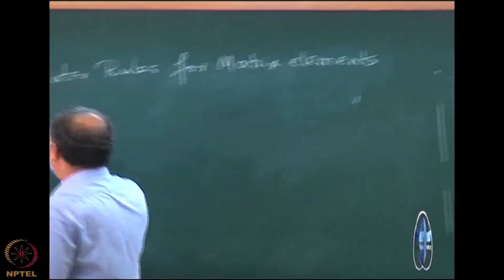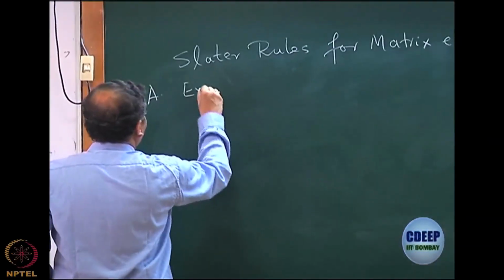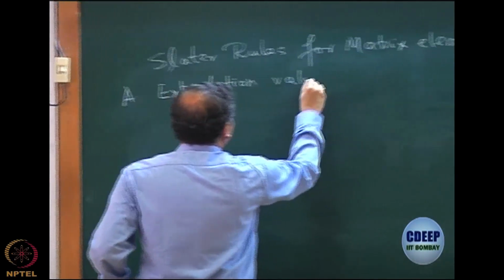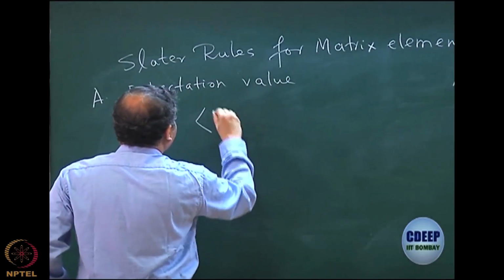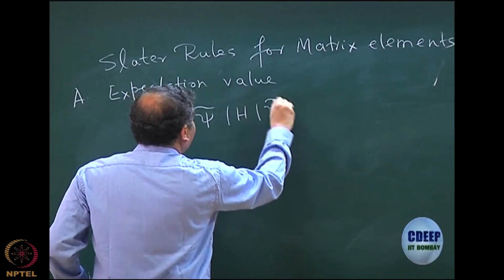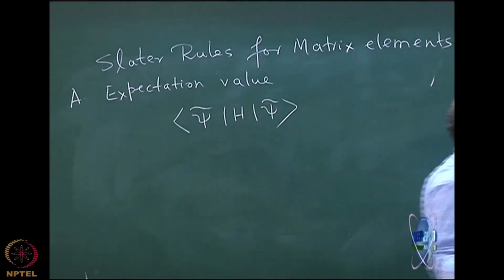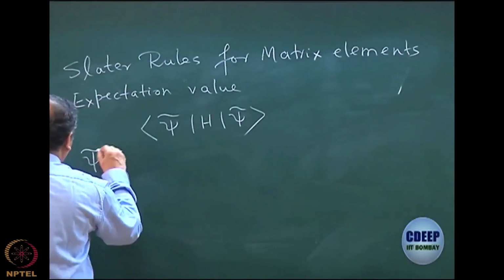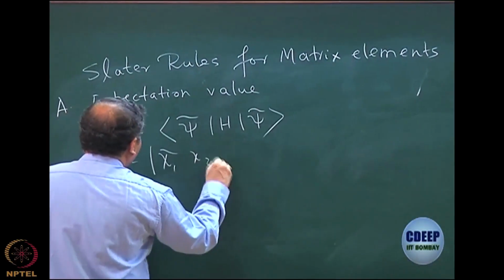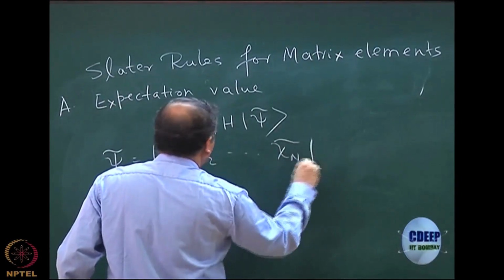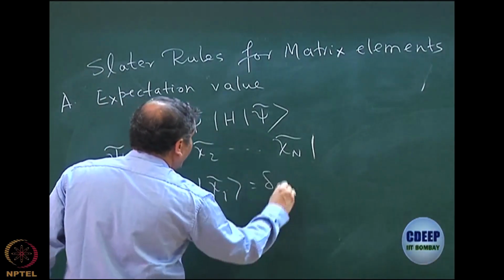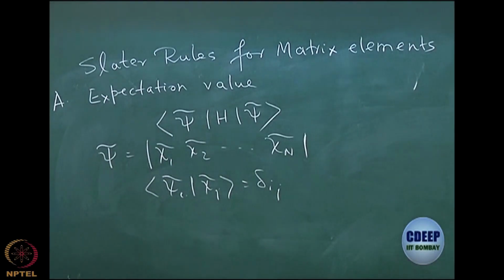So first, rule A is the expectation value. In the matrix element, the one important point is expectation value, which means both sides are identical. Left and the right is identical, right? Again, I am assuming that they are all an orthonormal set. So all the rules are derived using an orthonormal set. So psi tilde is chi 1 tilde, chi 2 tilde, chi n tilde, while chi i tilde, chi j tilde equals delta ij. Okay? So that is the problem.